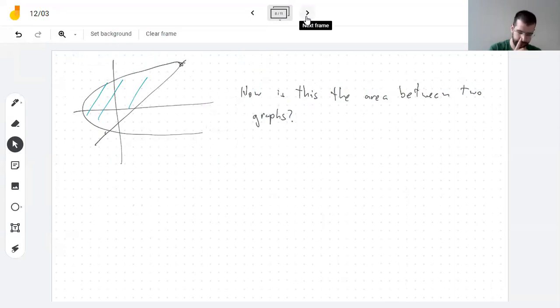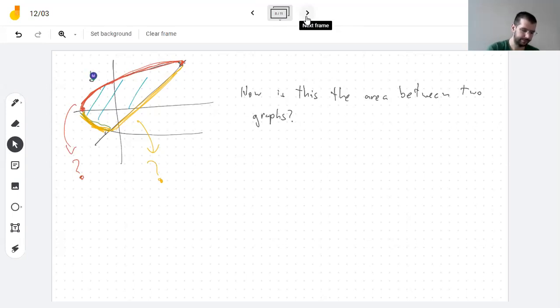So I guess if this is going to be between two graphs, I should look at the half that is on top and the half that is on the bottom. And those, I mean, the red line and the yellow line both pass the vertical line test. So they are functions. Let's see what functions they are.